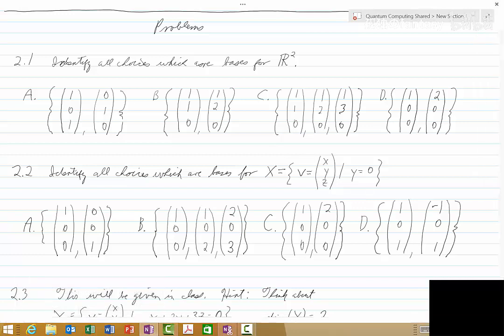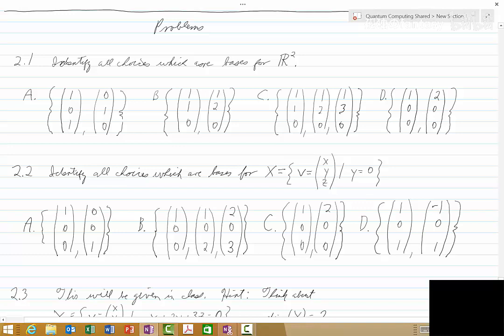In problem 2.1, I ask you to identify all the choices, and there may be more than one. Identify all the choices which are bases for R2. So A is the set of these two vectors, 1, 0, and 1, 0, 1, 0. B is the set of the two vectors 1, 1, 0, and 1, 2, 0. C is the set of the vectors 1, 1, 0, 1, 2, 0, 1, 3, 0, and D is the set of the two vectors 1, 0, 0, and 2, 0, 0.